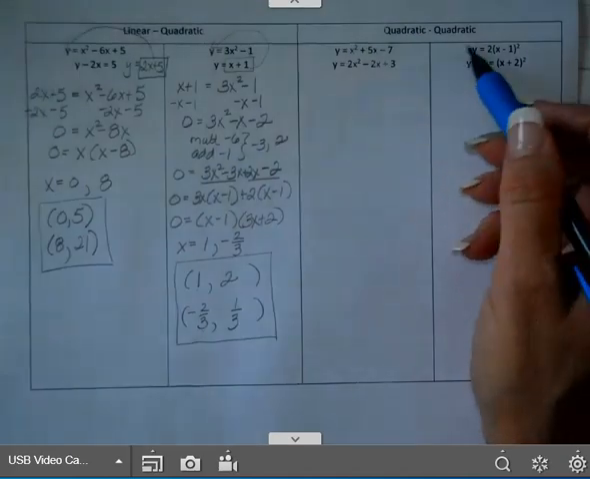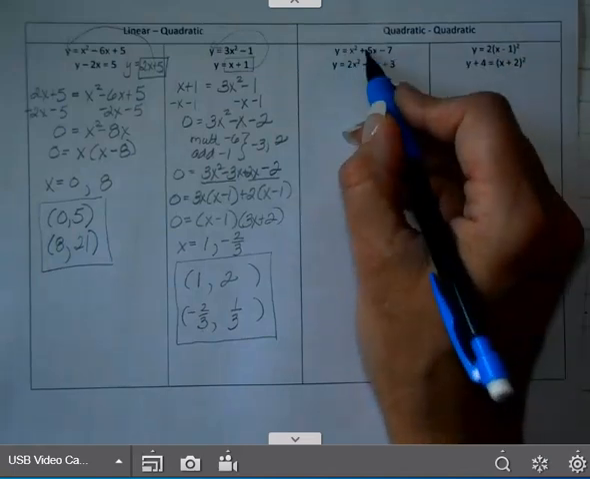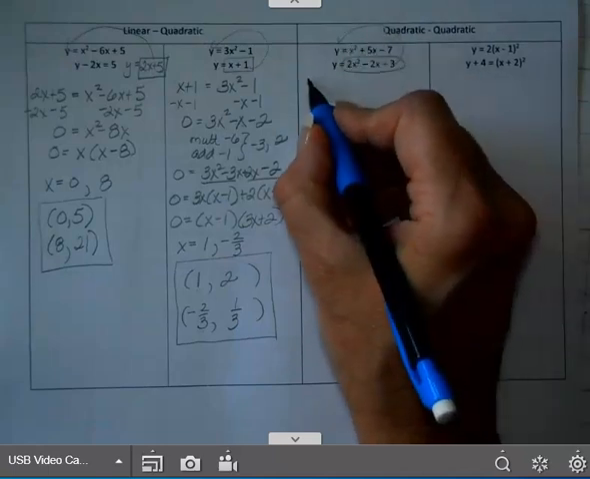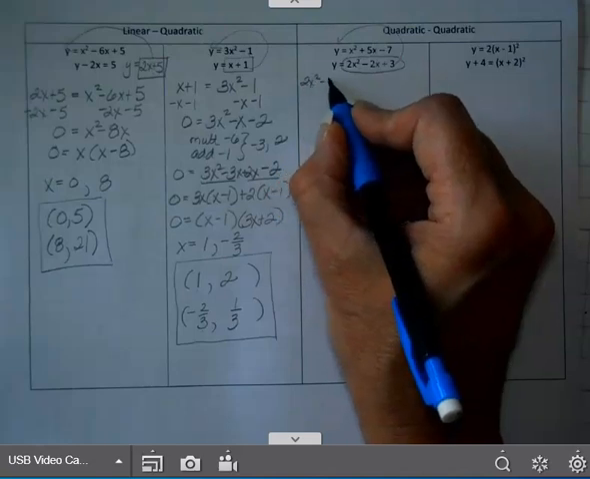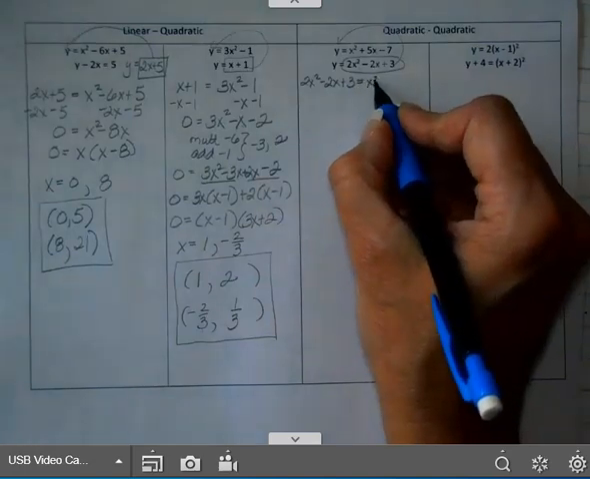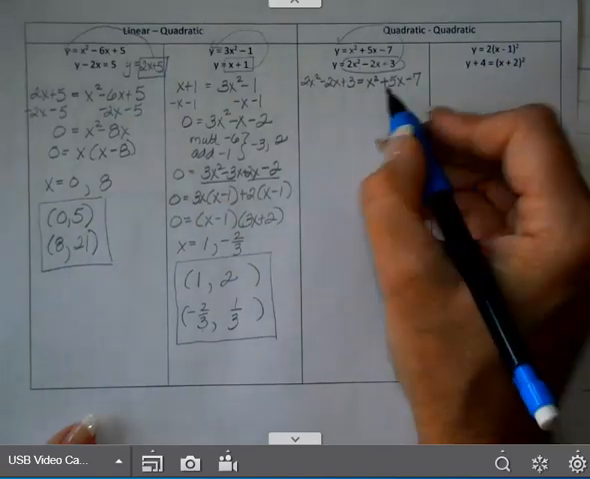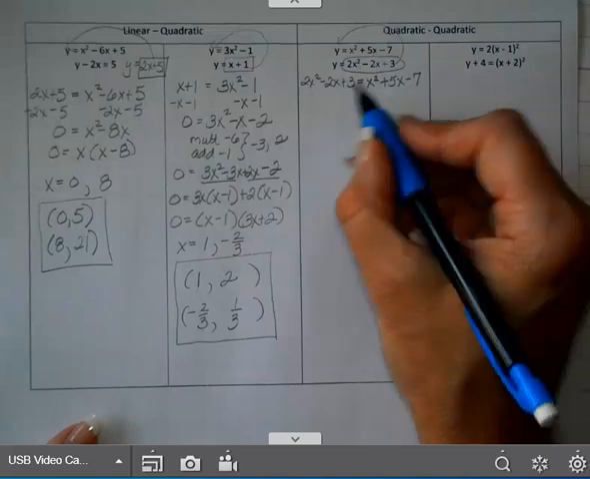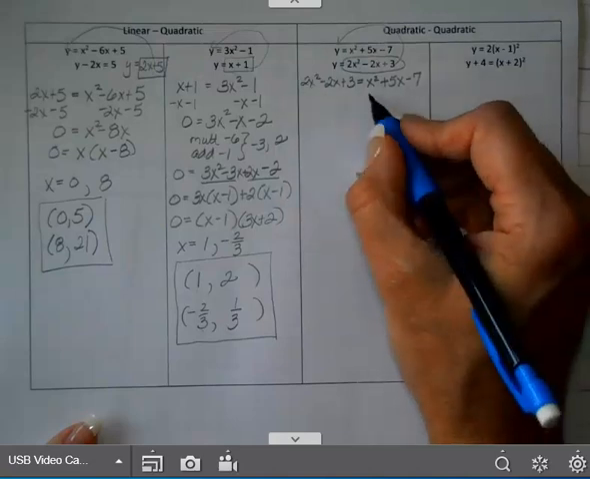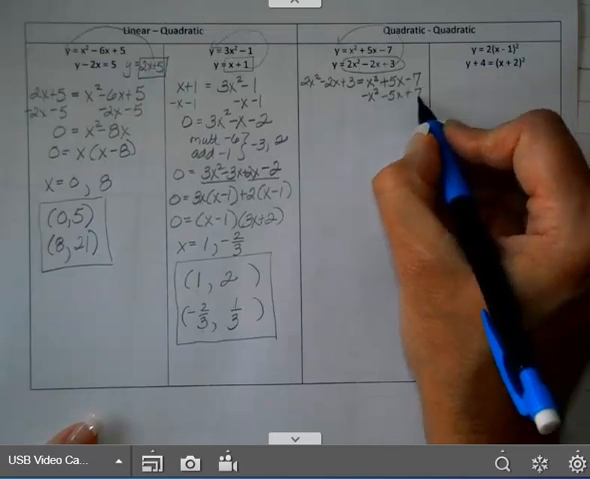For the next two examples, we're going to be solving quadratic quadratics. And notice I have y equals, so I have my substitution for y. So 2x squared minus 2x plus 3 is equal to x squared plus 5x minus 7. Let's move everything to one side. I like my x squared positive, so I'm going to move the x squared here and not the 2x squared. So subtract x squared, subtract 5x, and add 7 to both sides.